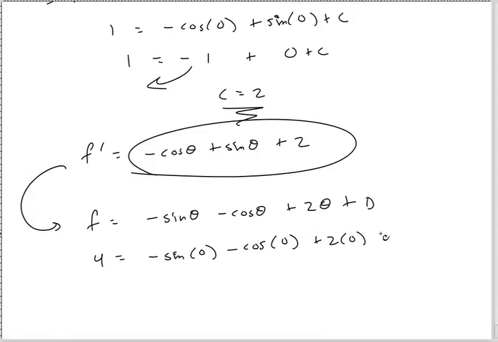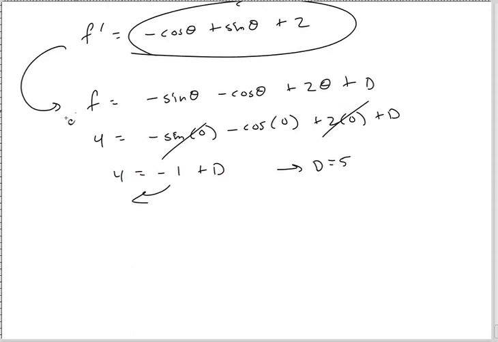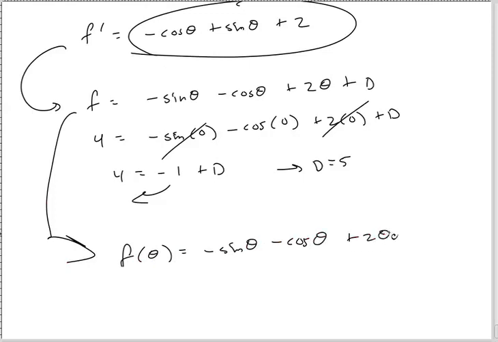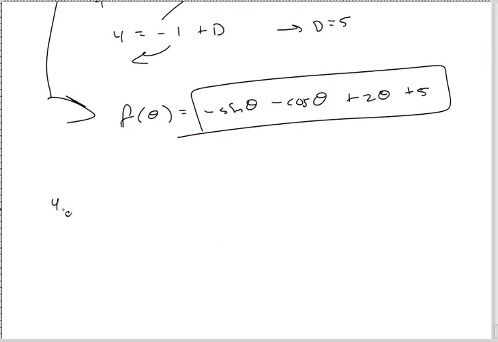I do love plugging in 0. It's a very fine number. This goes away. That goes away. This is a negative 1. And so then you can add 1 and d equals 5. So therefore, last answer here, f of theta is negative sine theta minus cosine theta plus 2 theta and then plus 5. And that is your answer. Whew. I have one last question. We can do this.